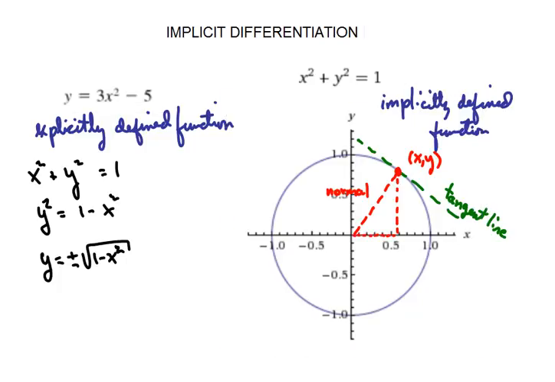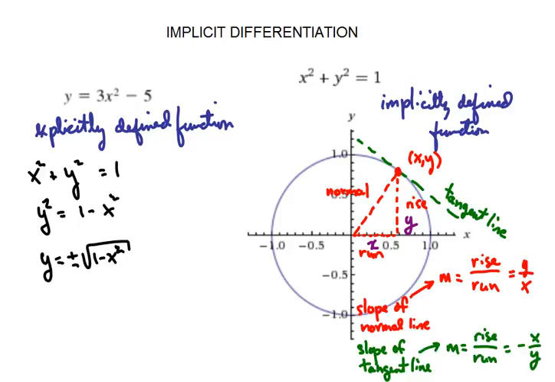So let's say that I was interested in finding the slope of that normal line. Well, the slope of the normal line, the slope of any line, is rise over run. And the rise in this case is just the y value, and the run is just the x value. So if we were looking for the slope of that normal line, of that radius to the circumference of the circle, then it would just be y over x. And the slope of the tangent line then is just going to be the negative reciprocal of the slope of the normal line, which is going to be negative x over y.